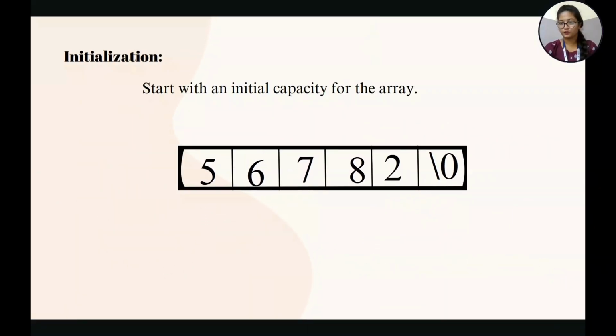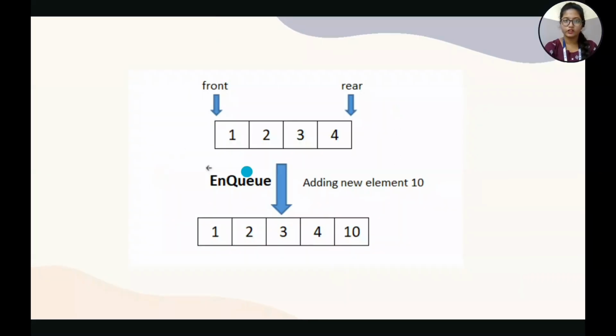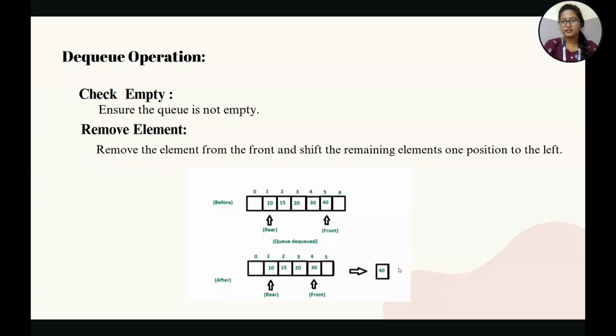Here the representation of the initial queue is given. Here the front is pointing to 1 and rear is pointing to 4. And after adding the element 10 to the queue, that is the enqueue operation, the queue is 1, 2, 3, 4, and 10. And now the front will be pointing towards 1 and the rear will point towards 10. Next, the DQ operation and further operations are explained by my teammate Nidhi.